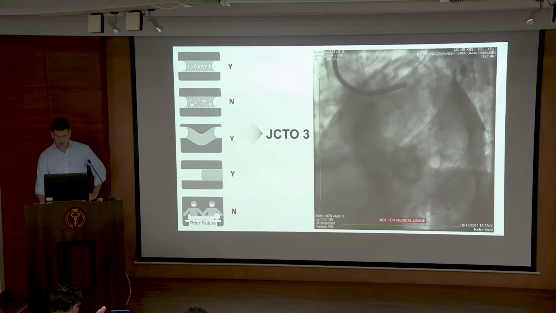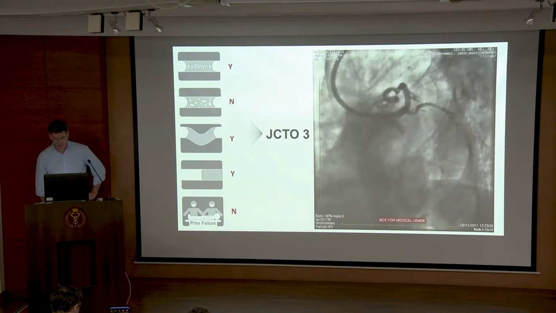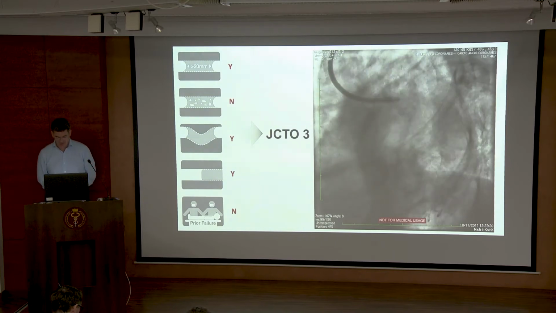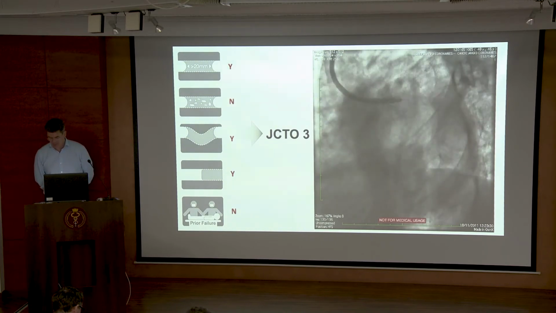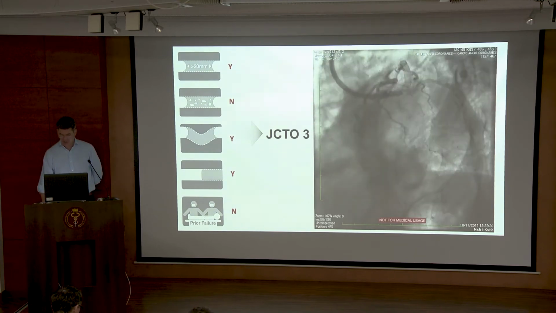Lesion length longer than 20. Is there calcification? Well, you can't see this angiographically, so we'll say no. Is there a degree of tortuosity? Yes, we think so. Can we see the cap? Is it a blunt cap? Yes, it is. Hasn't been tried before. That's a J-CTO 3.